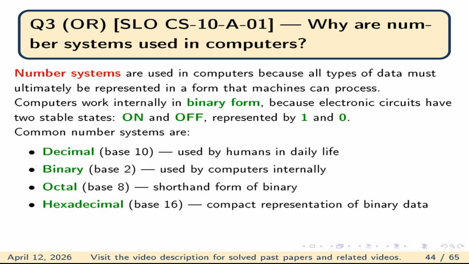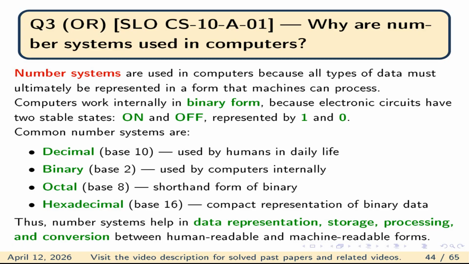0. Common number systems are: decimal, that is base 10, used by humans in daily life, जो कि हम use करते हैं. Binary, that is base 2, used by computers internally. Octal, base 8, a shorthand form of binary. Hexadecimal, base 16, a compact representation of binary data. Thus, number systems help in data representation, storage, processing, and conversions between human-readable and machine-readable form.